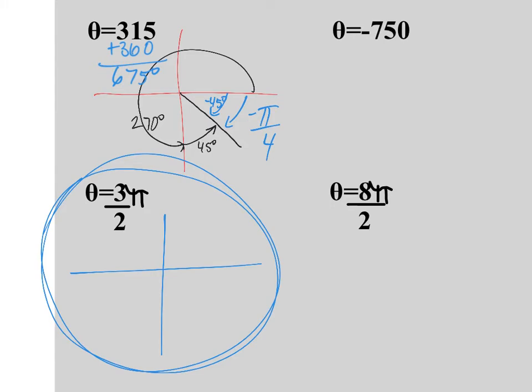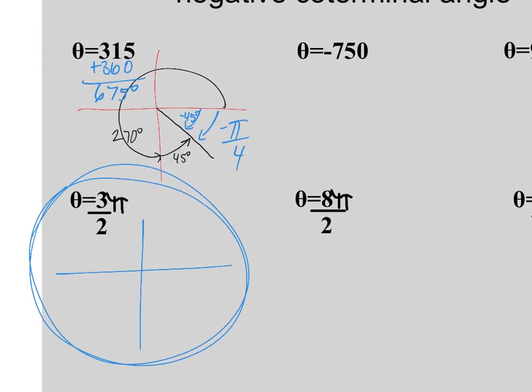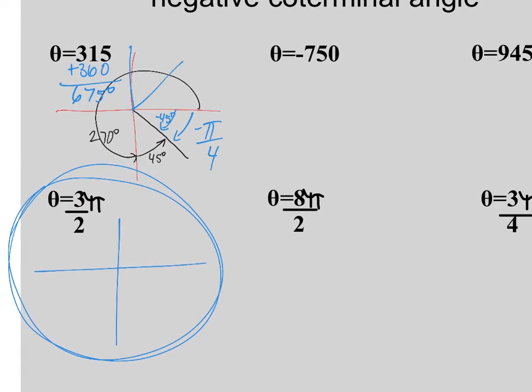And last but not least, we could say that this was a whole bunch of pi over 4s. 315 would be like 1, 2, 3, 4, 5, 6, 7 pi over 4s. So 315 is like 7 pi over 4. All right, so there's several different ways that you could have done it.